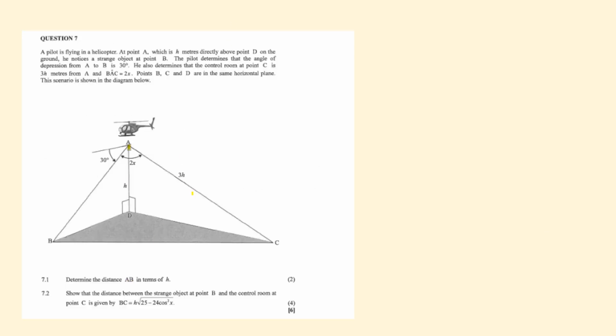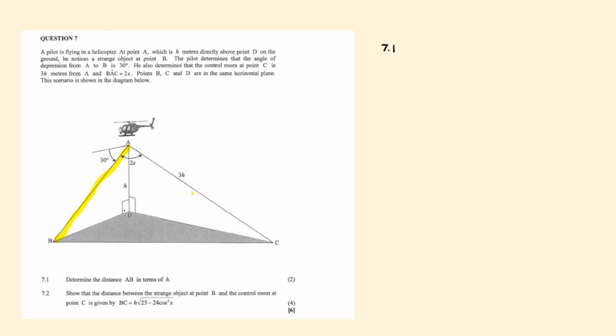Let's move on to 3D trig in question number 7. Right, in this question we have a pilot that's looking down at some object at point B, and there's a control center at point C. The first question asks you to find AB in terms of H. Okay, so we see that AB is in the triangle ABD, right? So this is a right angle triangle, so we can use normal trig ratios, right? The pilot has an angle of depression of 30 degrees, okay?